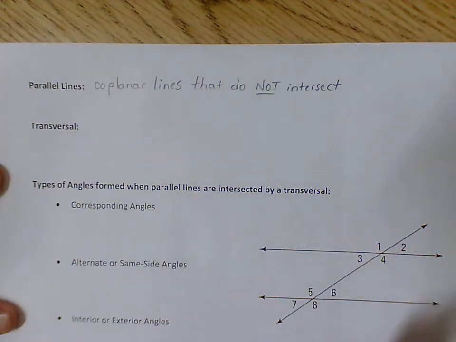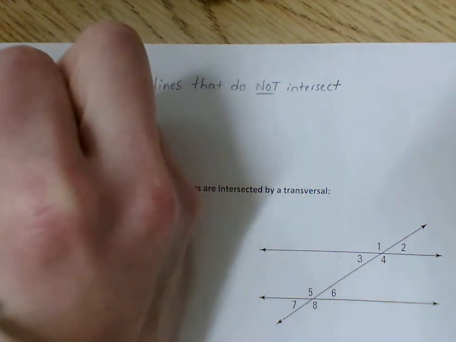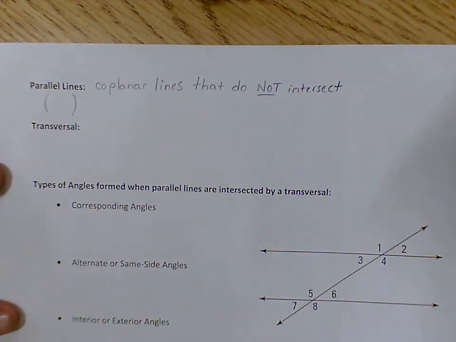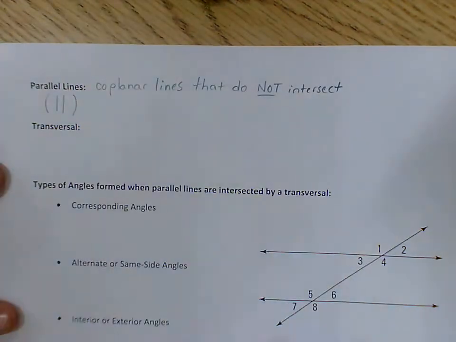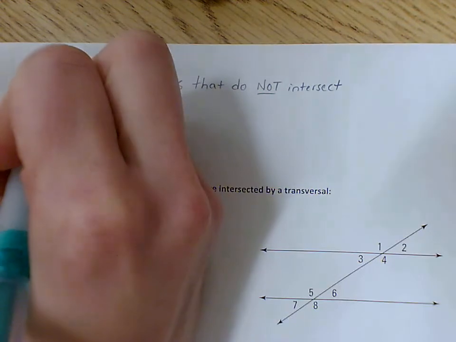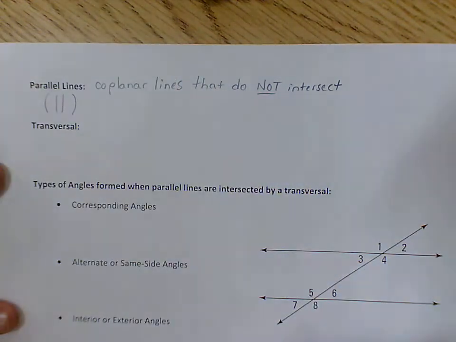Okay, so parallel lines do have a symbol. To mark that two lines are parallel, you could put what looks like parallel lines. It's just two vertical parallel lines. So that's the symbol to show that two things are parallel.